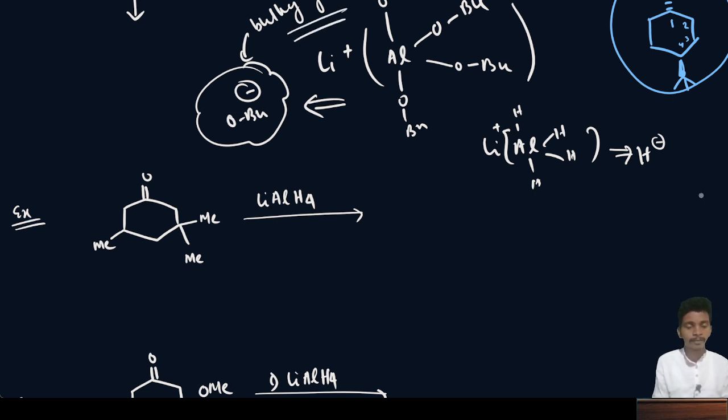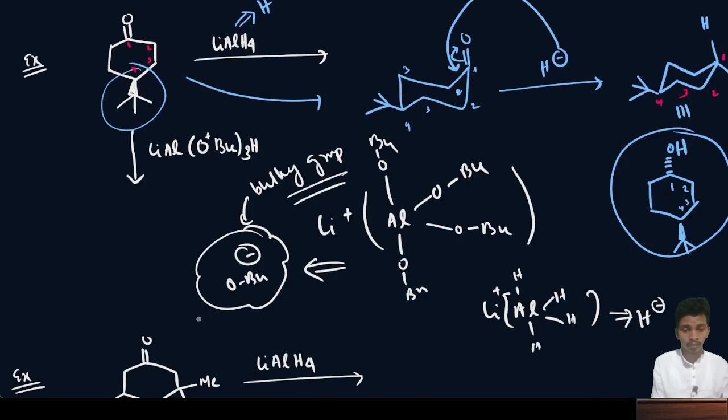I have told that if a bulky group is there, in that case it always attacks in the equatorial position. It cannot attack in the axial position. So here we will not look at whether 1,3-diaxial interactions are present or not, because our reagent has now become a bulky group. In that case we always do equatorial attack. So for that case we will always do equatorial attack.